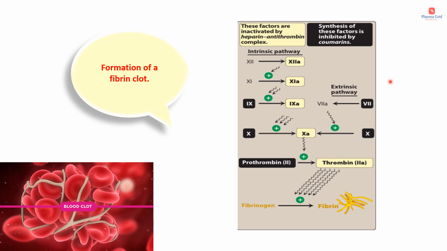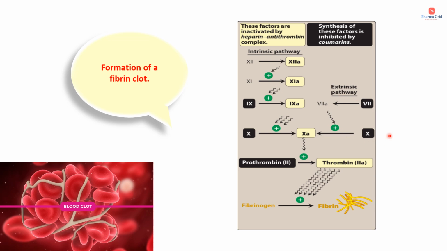The extrinsic pathway involves initiation by factor 3, which is also known as tissue factor, and its interaction with factor 7. Whereas factors 12, 11 and 9 are utilized in the intrinsic pathway. So these are the factors involved in the intrinsic pathway as well as the extrinsic pathway.